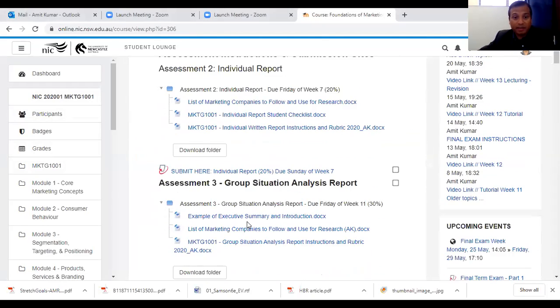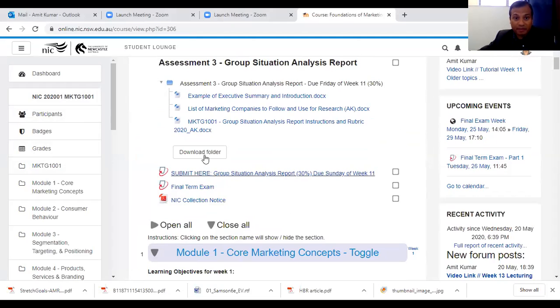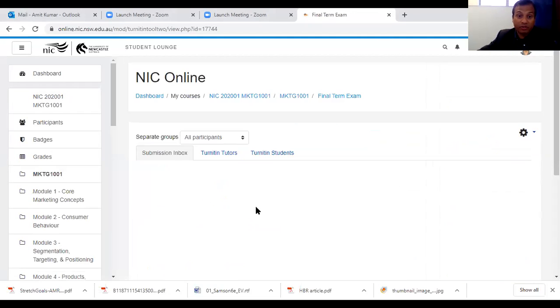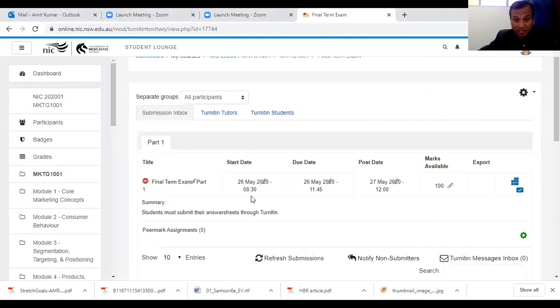Are you able to see, guys? Over here there is an icon. In assessment 3, you have the final term exam Turnitin. You need to submit your answer sheet through this window. Final term exam 8:30 to 11:45. Once you start at 8:30, the initial 10 minutes are for reading the instructions, and then 8:40 to 11:45, 3 hours. You can submit any time, but only through this window.